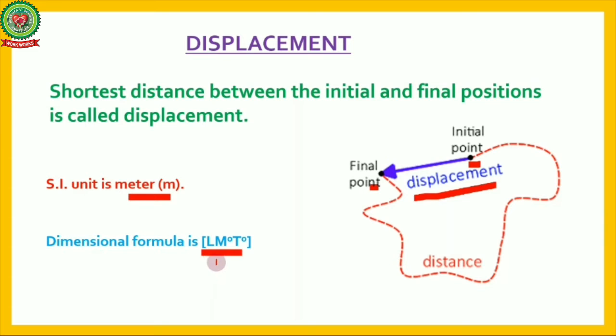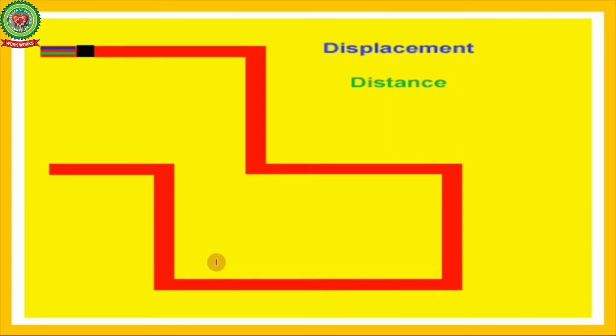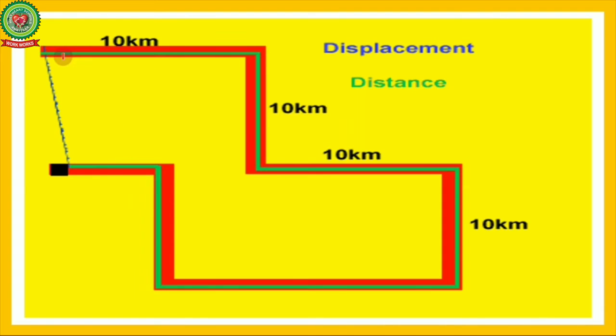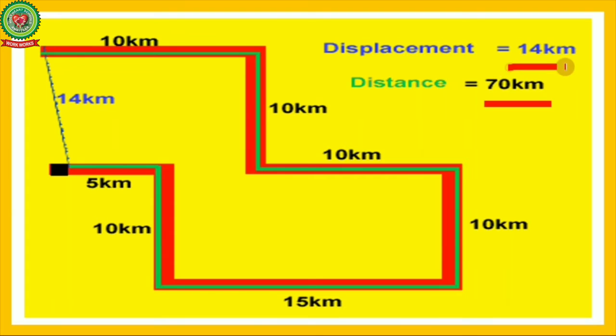The only difference between distance and displacement is that distance is a scalar quantity whereas displacement is a vector quantity, and we have already discussed scalar and vector quantities. This is another example to understand displacement and distance. This is the total path covered by the body, which is called distance, and here it is 70 km, and the distance between initial and final position is displacement. Its value is 14 km.